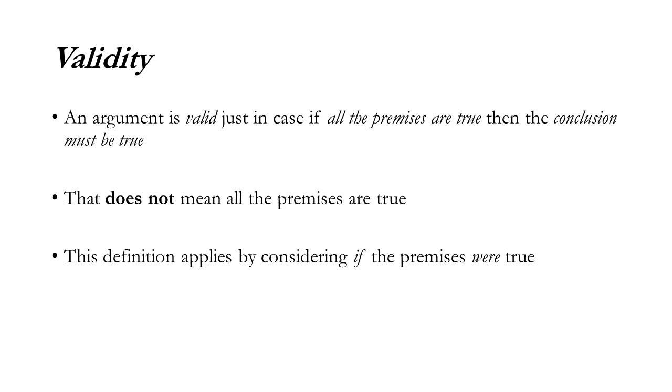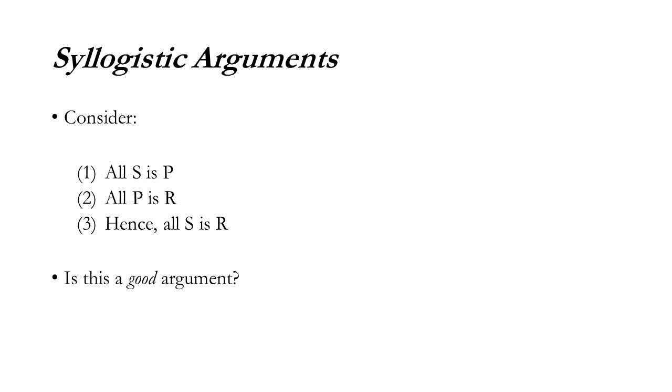Now, sometimes premises are not true. You can make up all sorts of arguments, genuine arguments, but valid arguments too, that have false premises. Again, if the premises are true, then the conclusion must be true. That's the condition for validity, not that the premises are true. Check this out. All S is P, all P is R, hence all S is R.